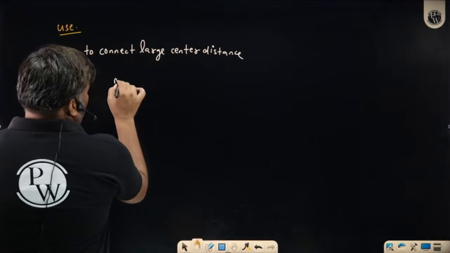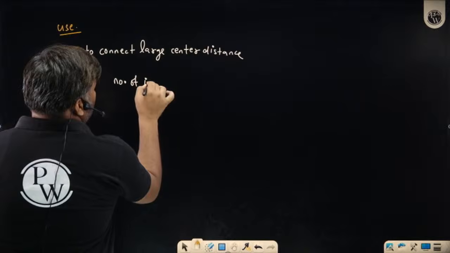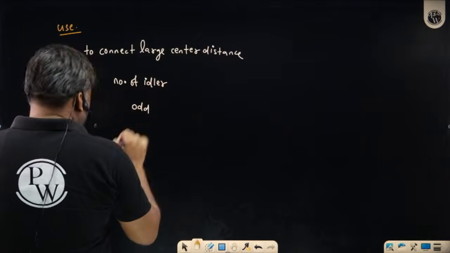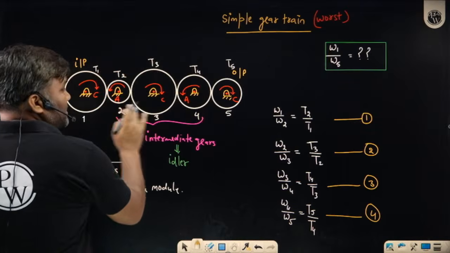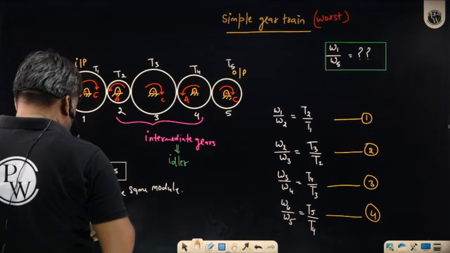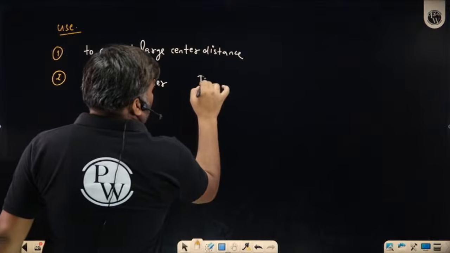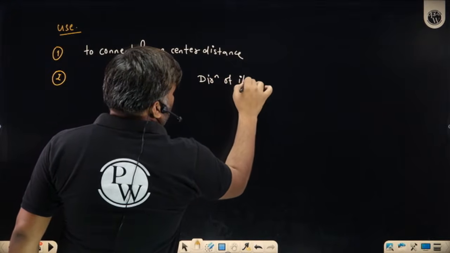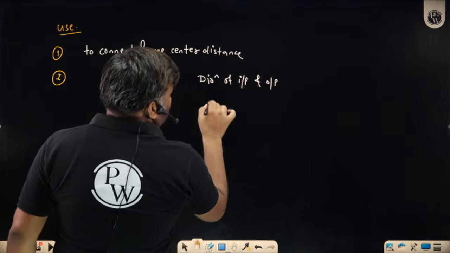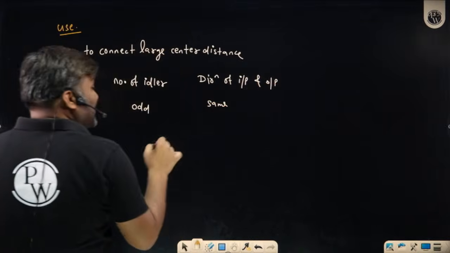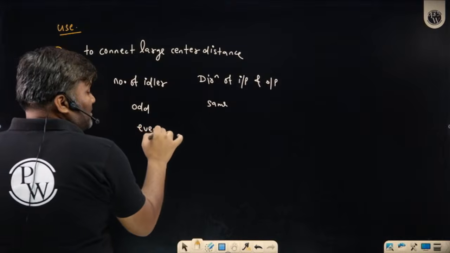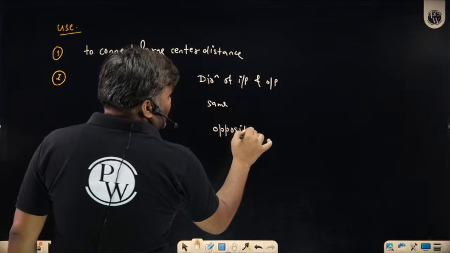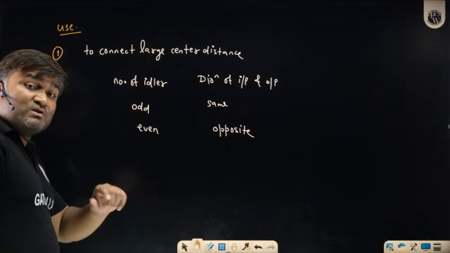So if the number of idlers is an odd number, like if we are having 3 idlers, the direction of input and output is the same. On the other hand, if we are using an even number, the direction will be opposite. This thing you can do. It was otherwise not possible.